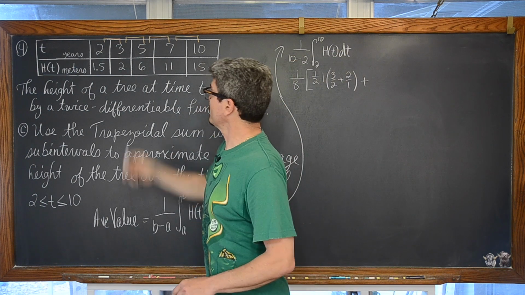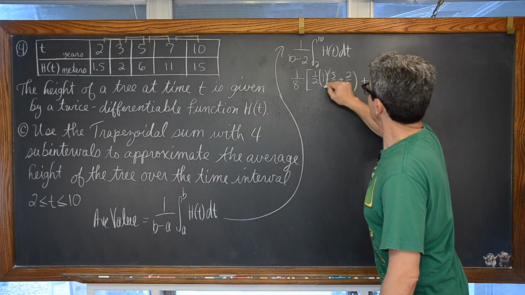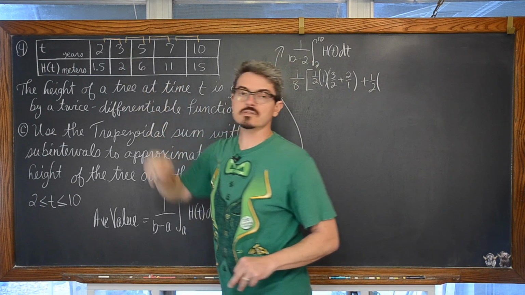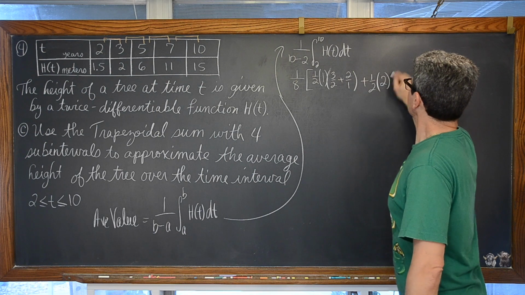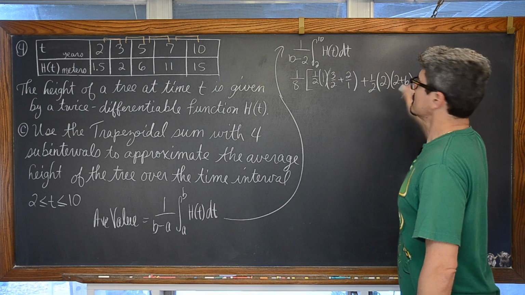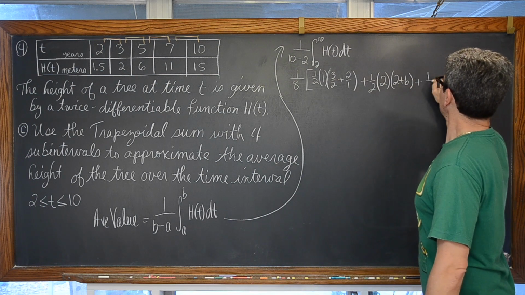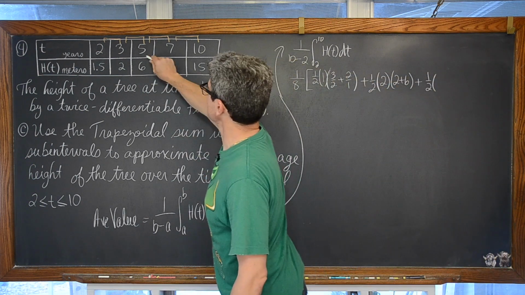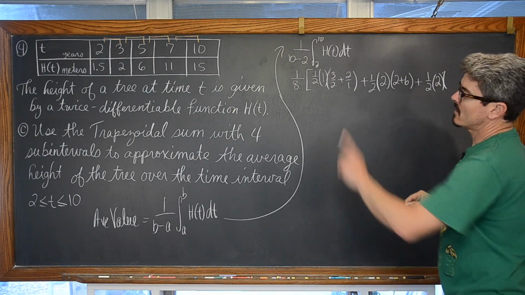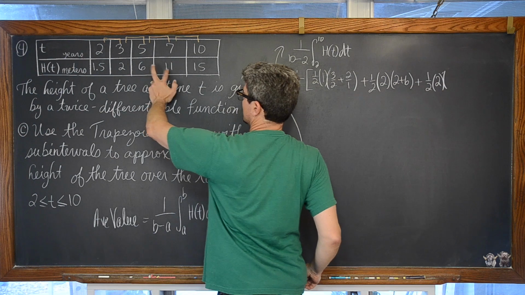plus now the next interval we have 1/2 height. Now the space between these t values is 2, and we have base 1, which is 2, plus base 2, which is 6, plus another 1/2 a height, which this time again is equal to 2. And now this is the height of the trapezoid, and the bases are going to be the 6 and the 11.